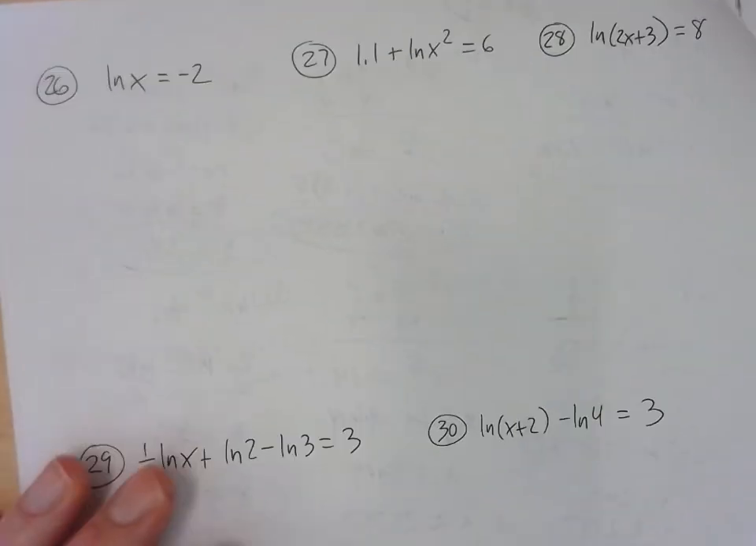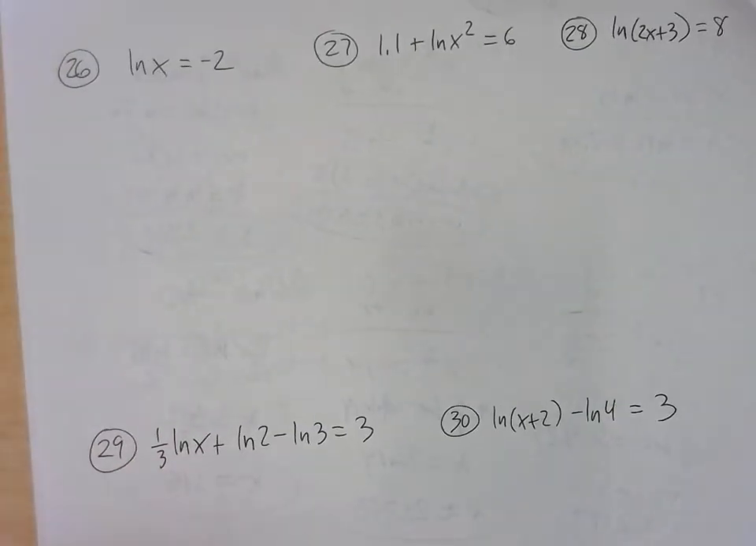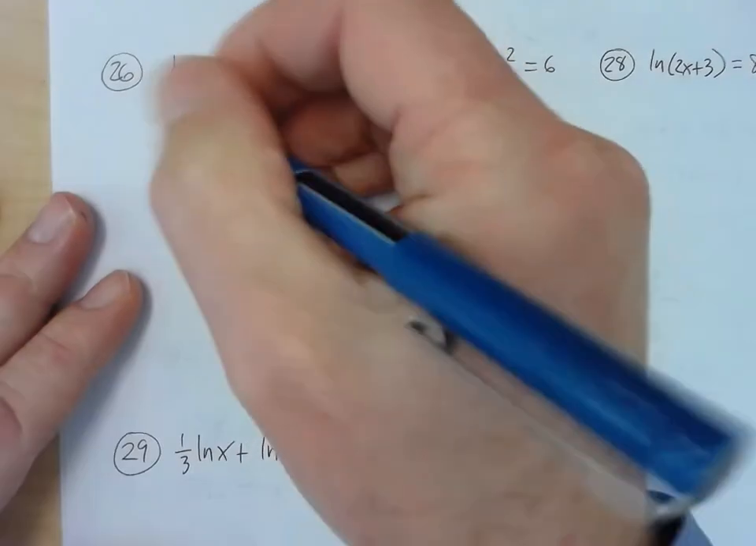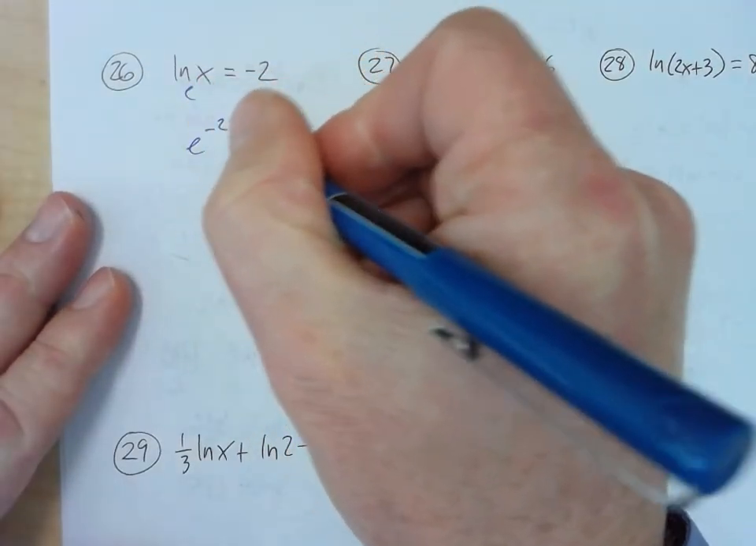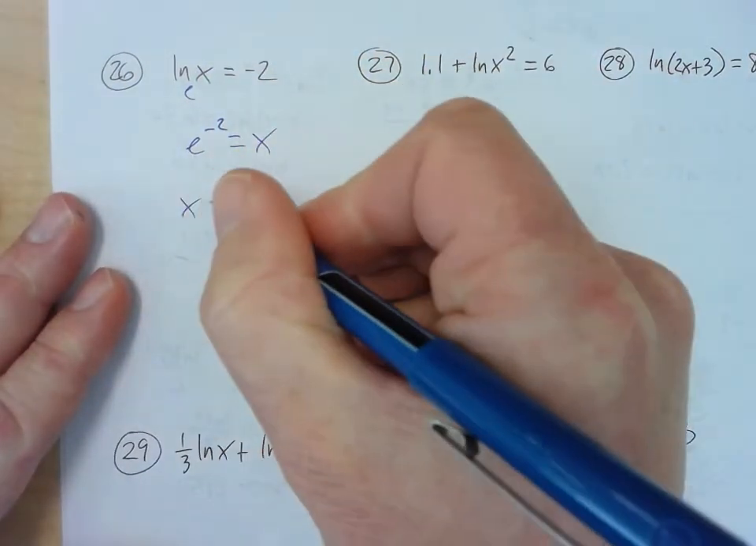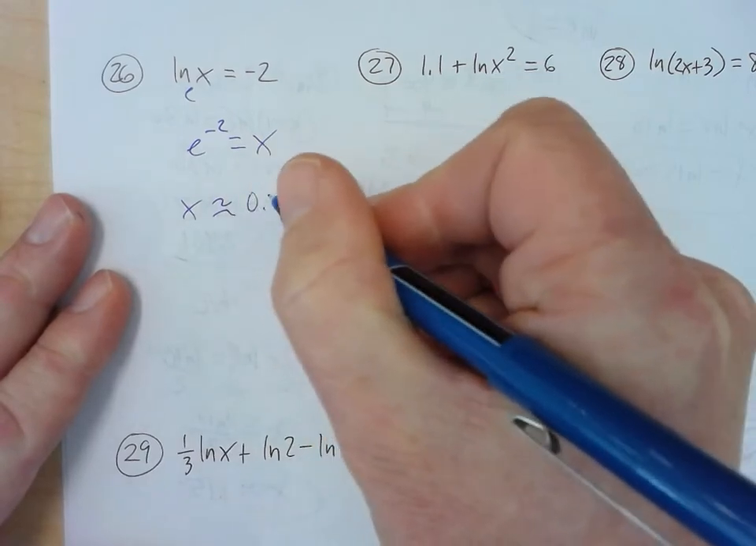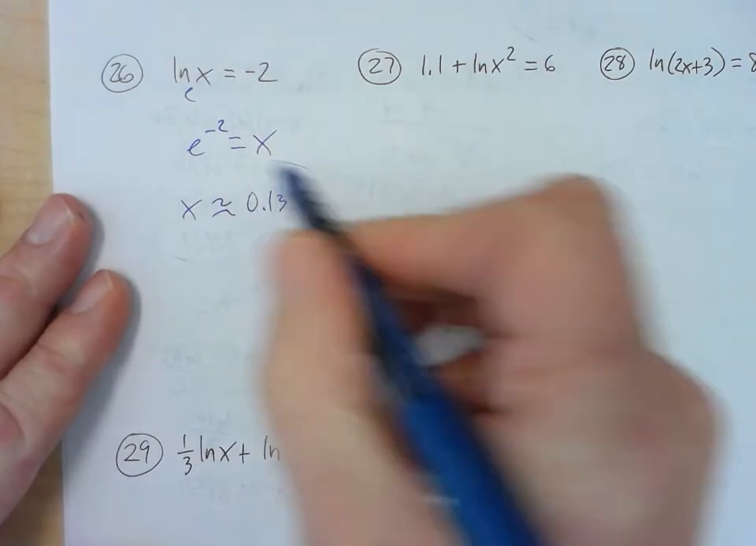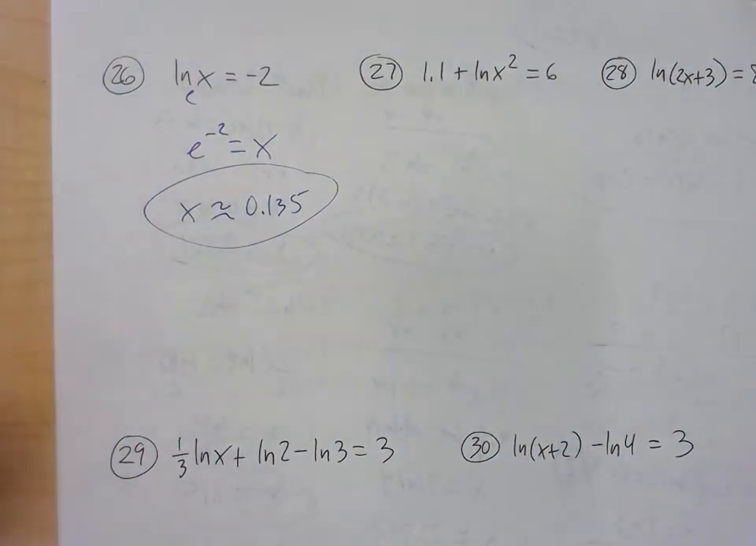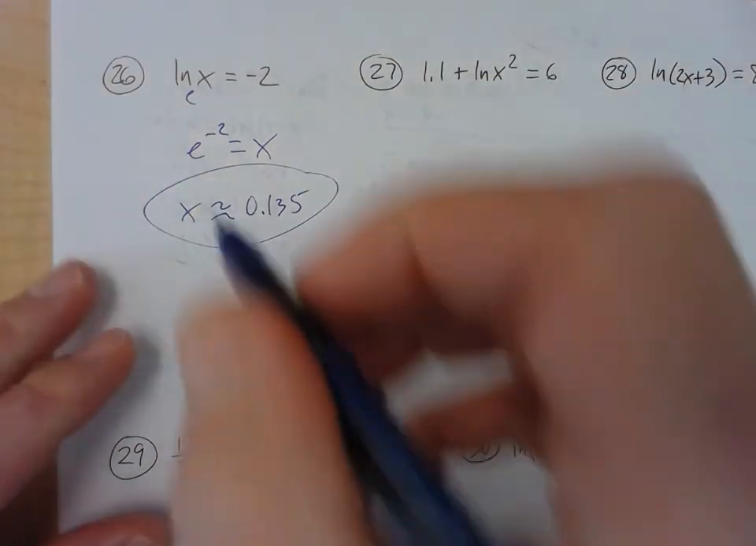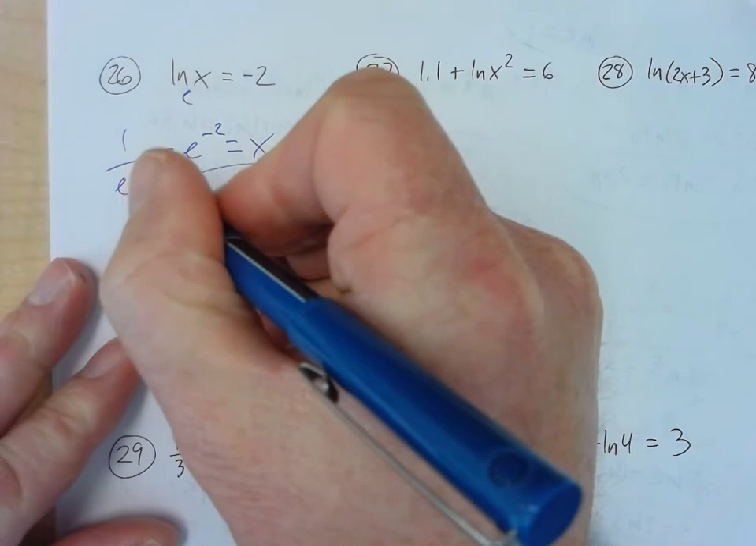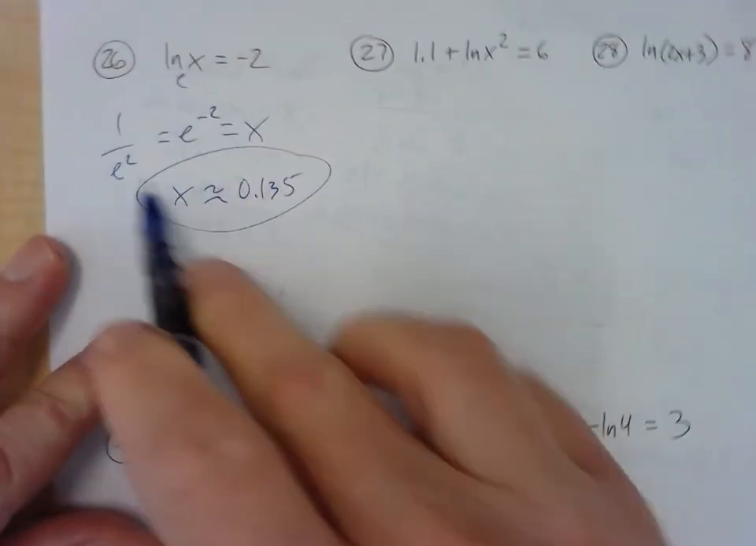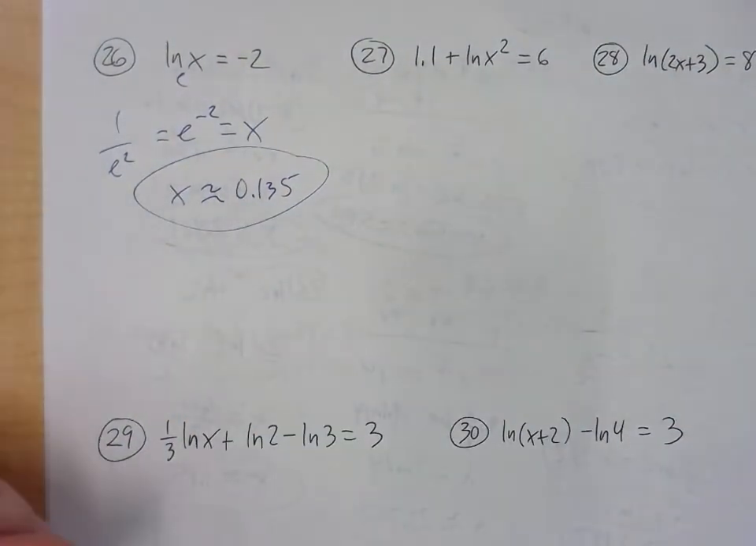All right, last page, 5 problems. We are getting close. This one here is very straightforward. e to the negative 2 is equal to x. We type that into the calculator. x is approximately 0.135. Now remember, negative exponent doesn't mean negative number, it means fraction. So it's basically 1 over e squared. So that's a fraction, and it just makes that yucky decimal.